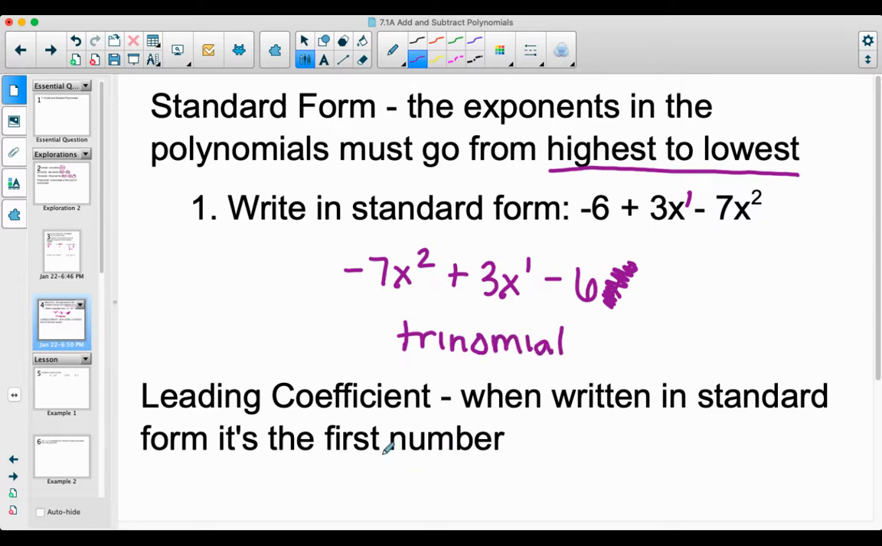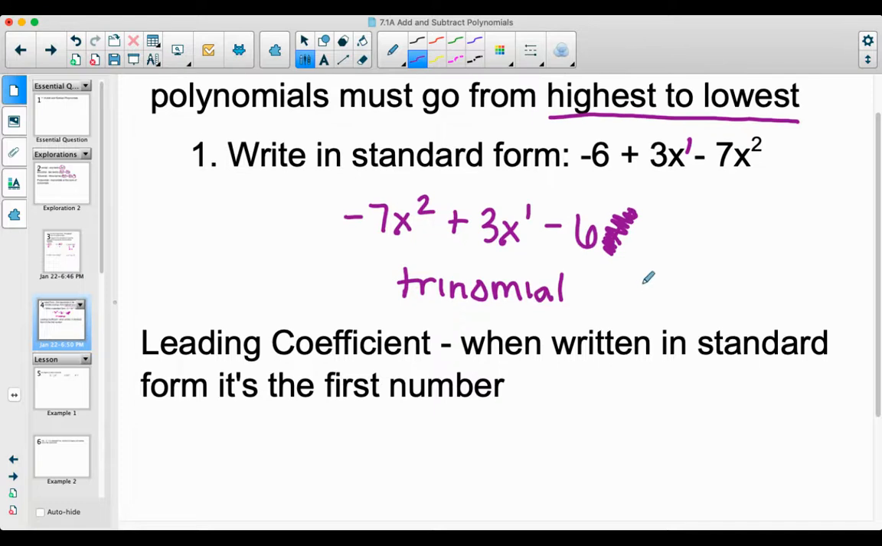The last part is your leading coefficient, and that is once it's in standard form, it is that very first number. If you remember, coefficient is the number that's in front of a variable, and so the leading coefficient is going to be that very first number you see once it is in standard form. So if we look at this example up here, negative 7 would be your leading coefficient because this is written in standard form and that's the very first number. So your leading coefficient is negative 7 in that problem.